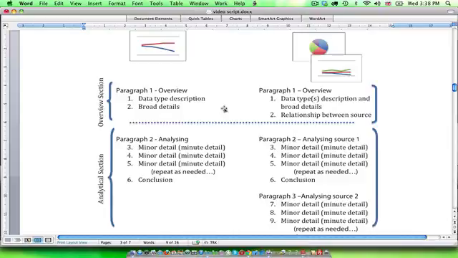Okay. In the analytical section for your single data source structure, you will have a paragraph that describes the minor and minute details. Now, we do not describe all of the minor details first and then all of the minute details. We have to balance them as we describe the graph. So we would typically share a minor detail and then perhaps a minute detail to punctuate it. A minor detail and then a minute detail. And it goes on like this.